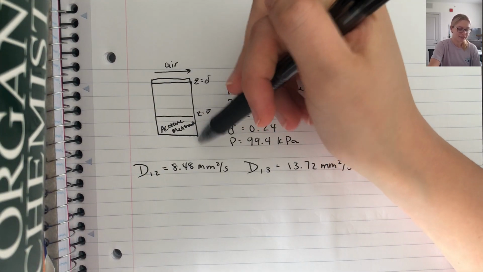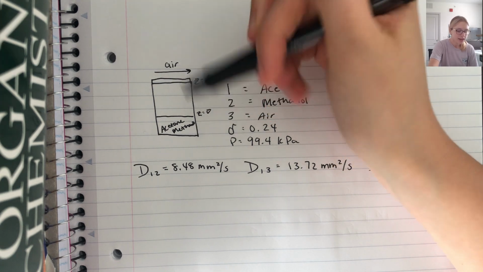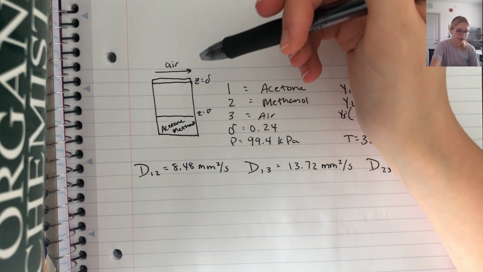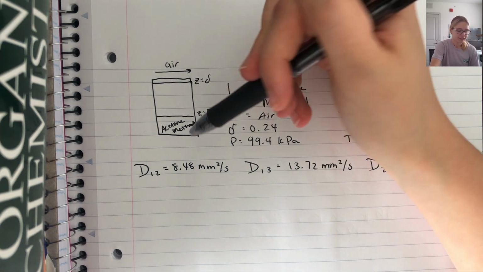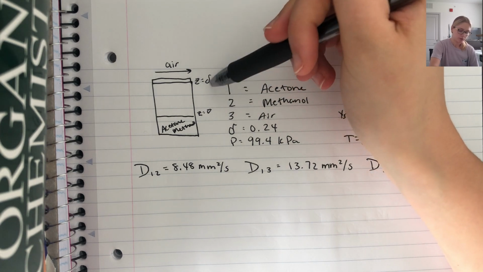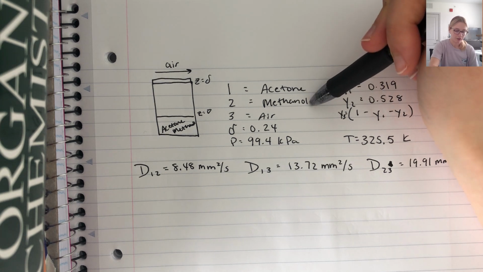So for this problem, we have a Stefan tube with acetone and methanol originally in the liquid phase. At the top of the tube, there's a screen where air is blowing across at a high velocity. At the liquid interface, Z is equal to 0, and at the top of the screen, Z is equal to delta. Component 1 is acetone and component 2 is methanol.